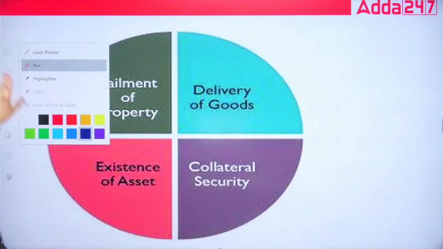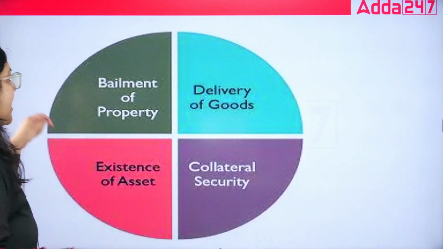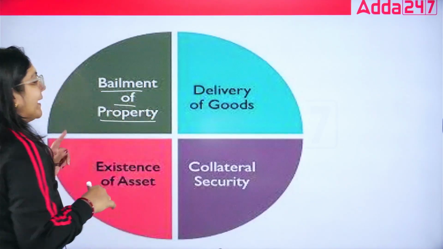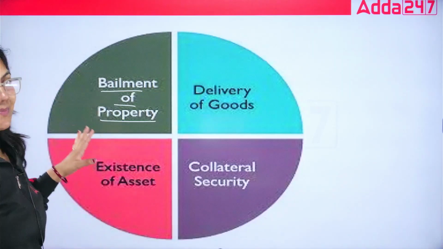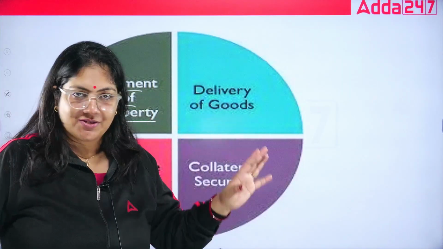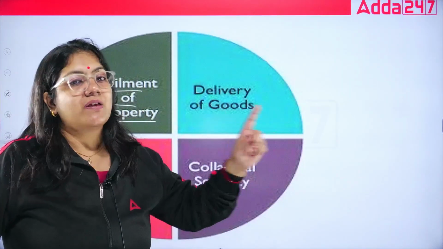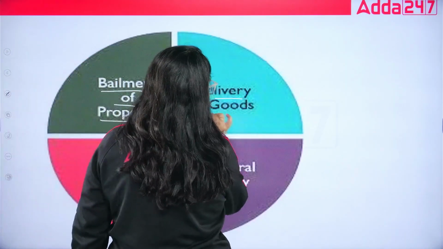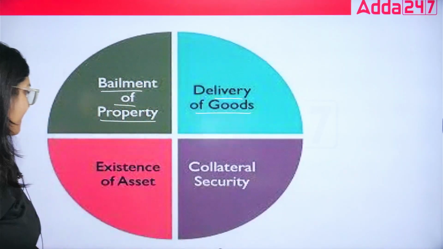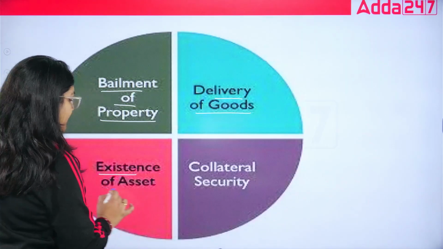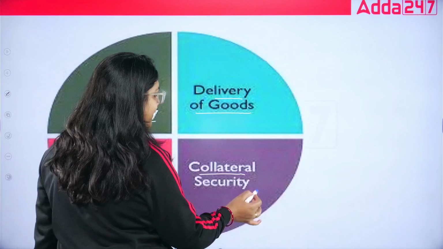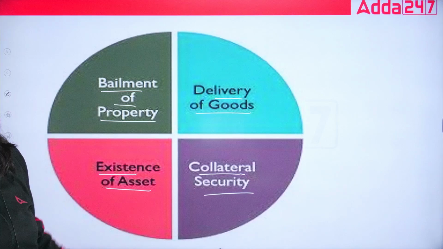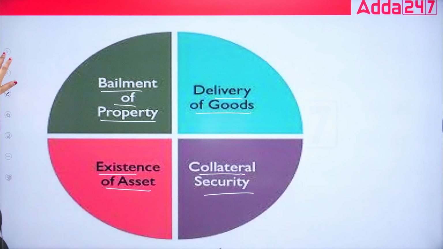So guys, you can see now the definition. Pledge is what? Bailment of property. Why is it called bailment? Because in bailment we are also giving the possession. In pledge also, we are giving the possession. In pledge, class, there is a delivery of property, existence of the assets and collateral security. So these are the four essential points given in the pledge.